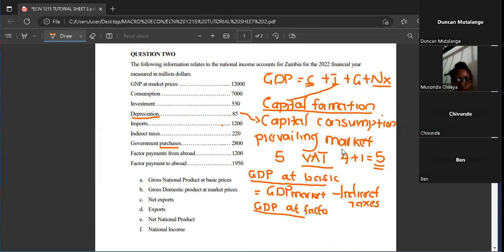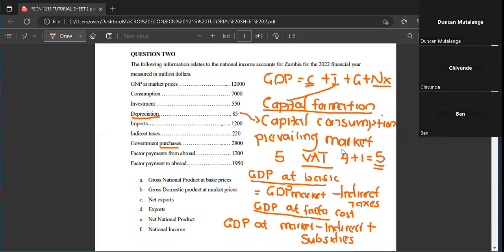So now the GDP at factor cost, okay, you get the GDP at market price, the same way that we did for GDP at basic price. Then here you say minus the indirect taxes, then you say plus subsidies. But we have nothing to do with this in your tutorial sheet, it's just for your knowledge, because they might bring factor cost in your test.